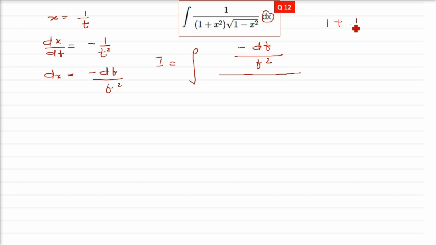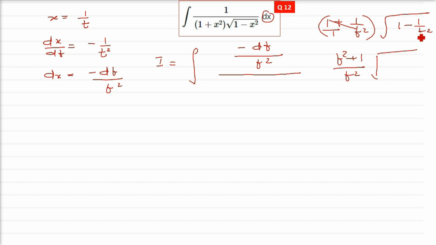Let me do it here. 1 plus 1 by t square. This is your first term. The second term will be 1 minus 1 by t square. Let's resolve it first and then we'll put it in the denominator. So this will be t square plus 1 divided by t square. Inside the root we'll get t square minus 1 by t square.